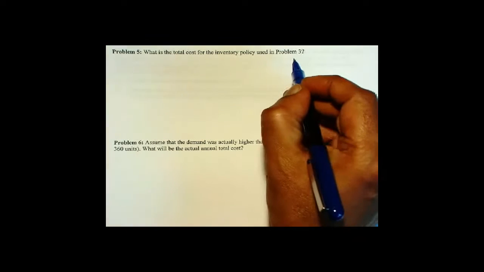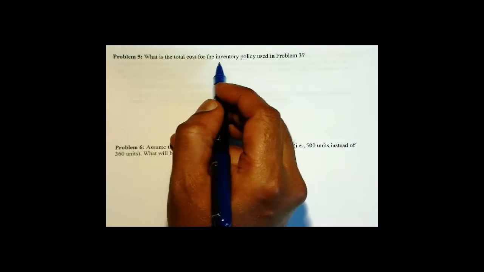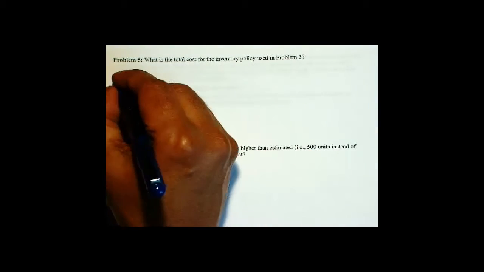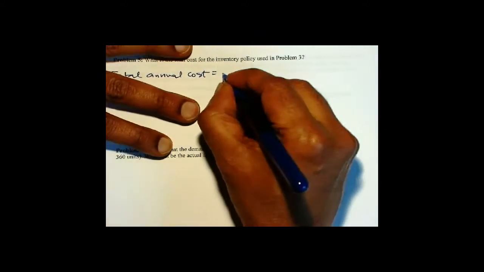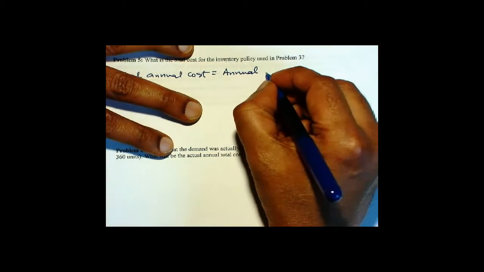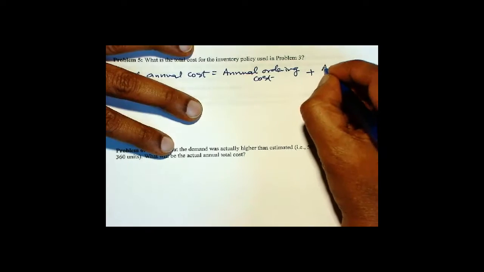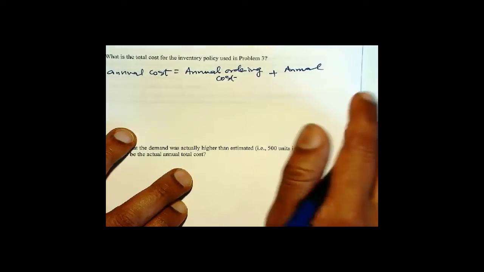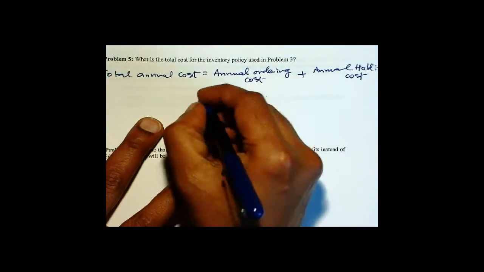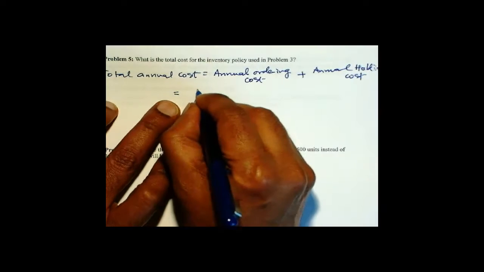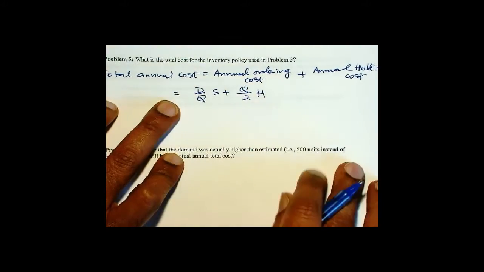Now let's continue with the same problem, problem number 3 as before. Now we want the total annual cost of the inventory policy. So total annual cost is annual ordering cost plus annual holding cost. Holding cost or carrying cost, they both mean the same thing. So annual ordering cost is D over Q times S plus Q over 2 times H. So that's your annual holding cost.